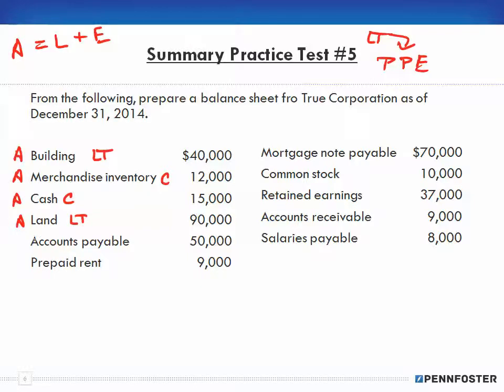Okay, accounts payable is a liability. All right, it's not an asset. And the prepaid rent is an asset, and that's also a current asset. Right, my mortgage note payable is a long-term liability. It's a liability that's long-term, it's not current. Common stock is equity. Retained earnings is an equity account. Accounts receivable is an asset, and that's a current asset. I'm sorry, over here for the accounts payable being a liability, that is a current liability, by the way.